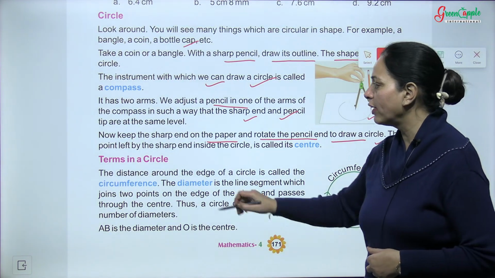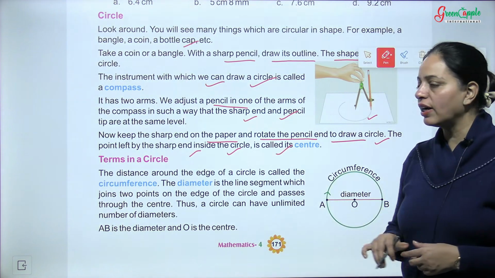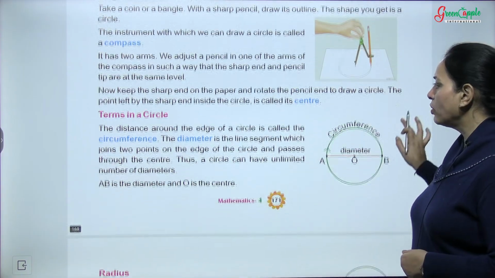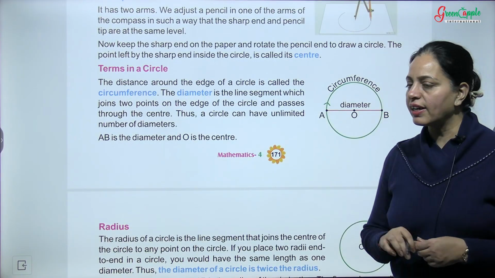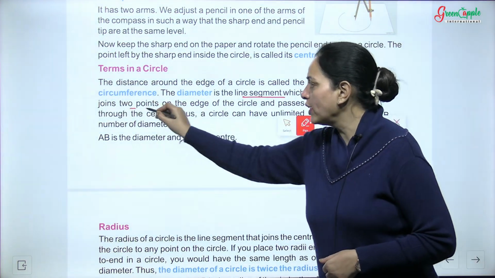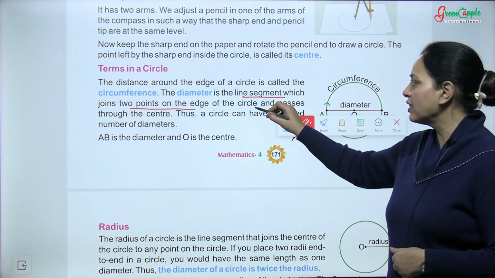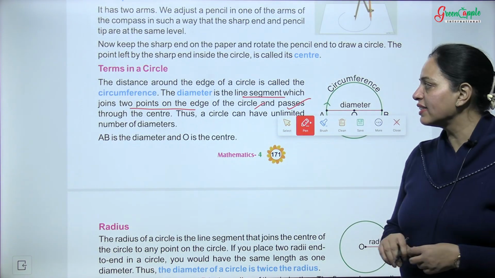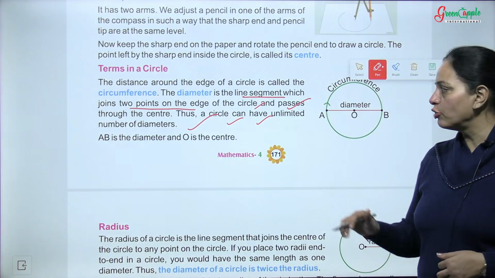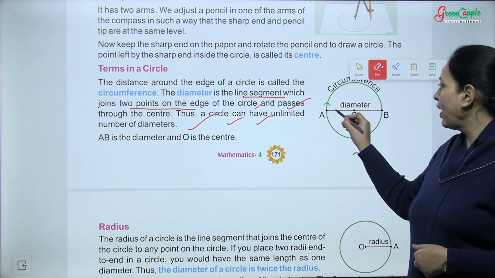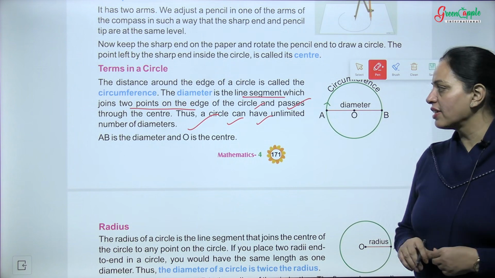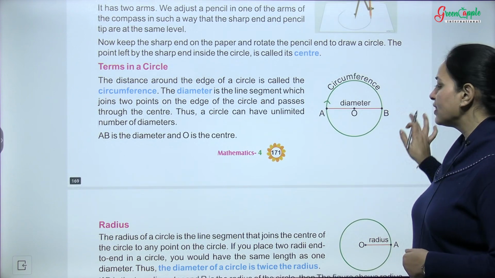The point left by the sharp end inside the circle is called the center. Now terms in a circle. The distance around the edge of a circle is called its circumference, and the diameter is a line segment which joins any 2 points on the edge of the circle and passes through the center. The circle can have unlimited number of diameters. You can see O is the center, A and B are any 2 points on the circle, AB is the diameter.